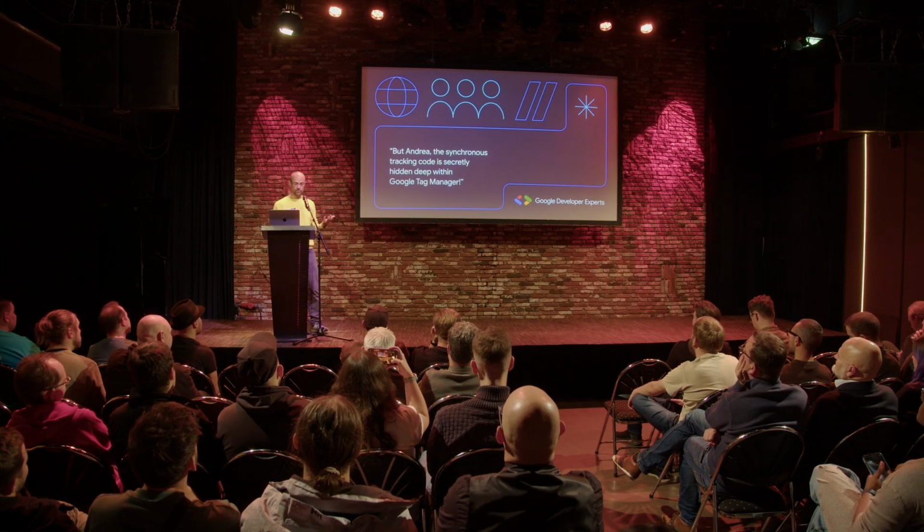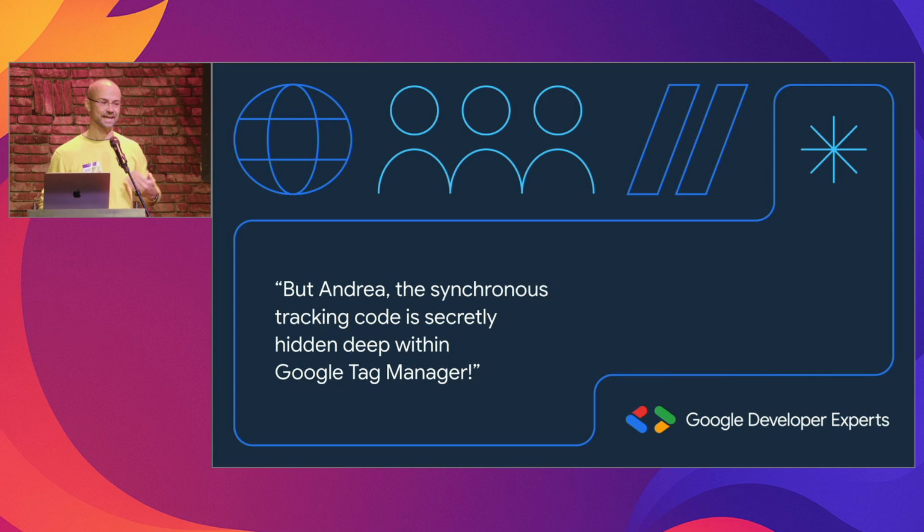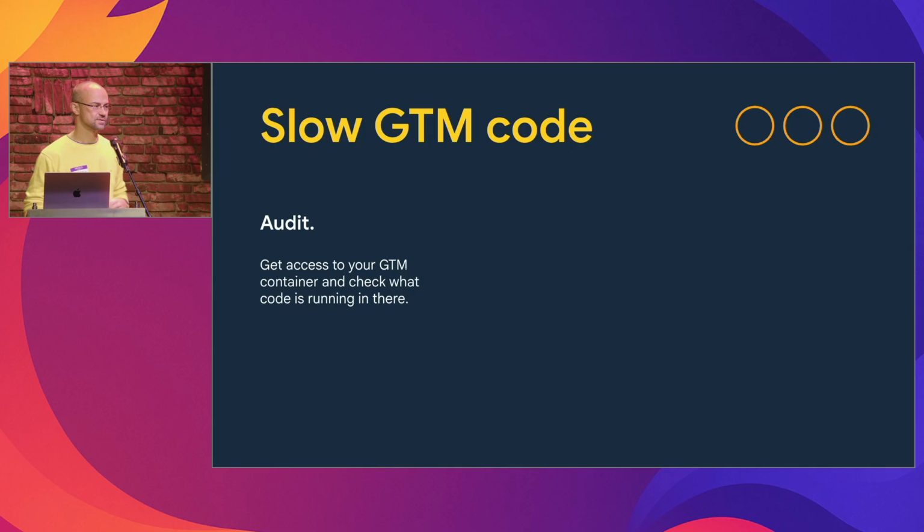But Andrea, the synchronous tracking code is secretly hidden deep within Google Tag Manager, you might say. Yes, you can also tackle that. Slow GTM code, you have to do 3 things, basically. Audit: get access to your GTM container and check what's running in there. I take no responsibility for what you'll find here, the shock this might cause you.